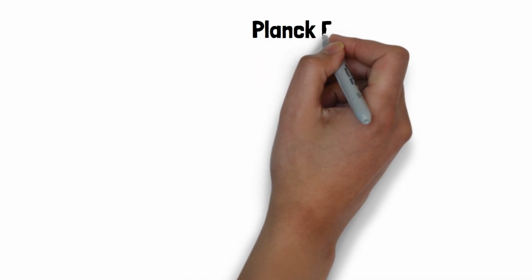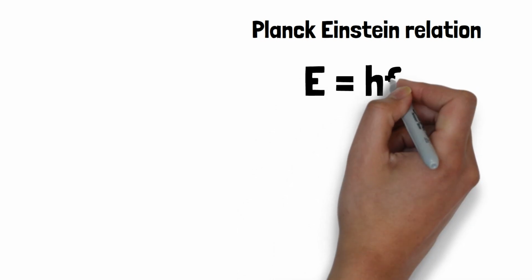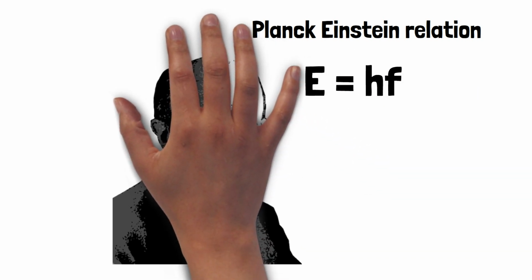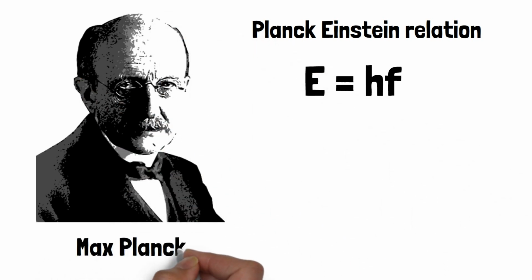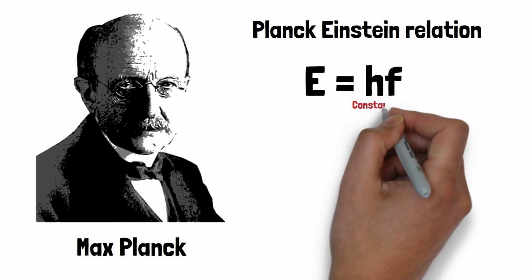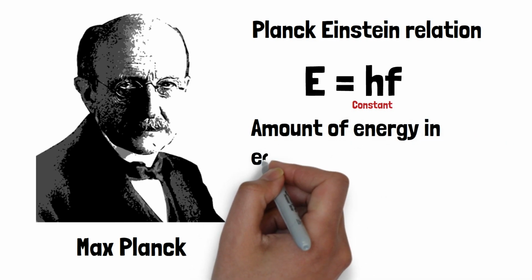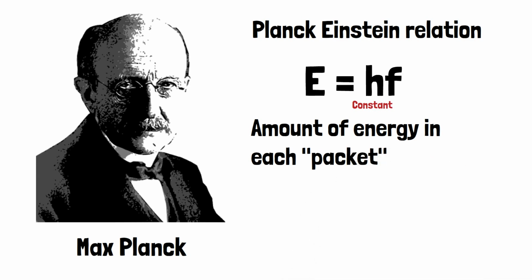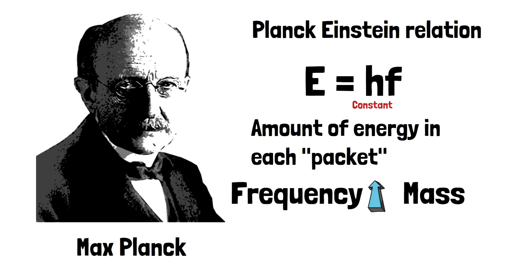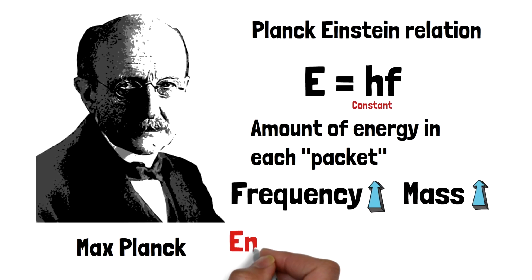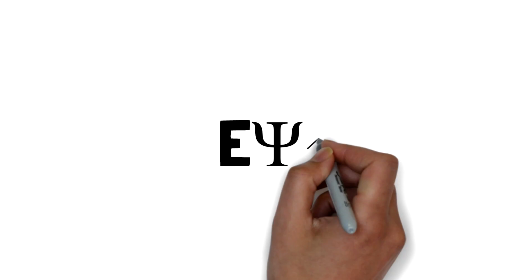Well, that's basically what the Planck-Einstein relation tells us. The Planck-Einstein relation is given by energy is equal to Planck's constant multiplied by frequency. This was mainly discovered by Max Planck based on the work of Albert Einstein. In this relation, the h term here is a constant. Now the E term here is the amount of energy in each packet during energy transfers. We can see that as frequency or mass increases, the amount of energy in each packet also increases, which corresponds with our earlier conclusion. Now we know what this E means.